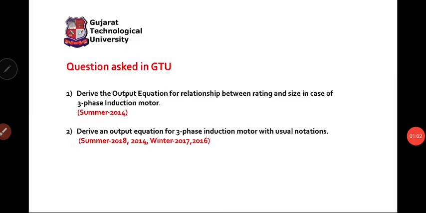Now we discuss the questions asked in GTU examination in previous years. The first question asked was: derive the output equation for the relationship between rating and size in case of three-phase induction motor, which was asked in summer 2014. The second question asked was: derive an output equation for three-phase induction motor with usual notations. This second question was asked repeatedly, in summer 2018, 2014 and winter 2017 and 16. Once again, if you have any query regarding these questions and answers, please ask me. Okay, thank you.